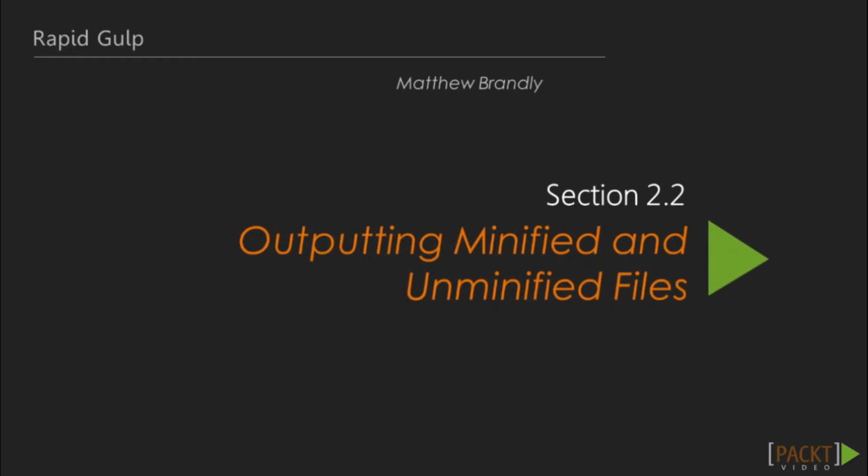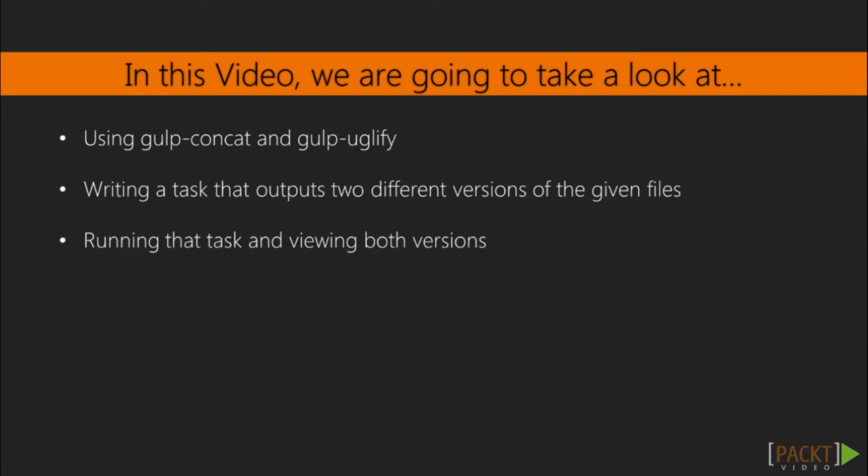Now that we know how to optimize our files, let's look at how we can output both minified and unminified versions of our files in a single task. We'll need to get a couple plugins, we'll see how to write a task that creates two separate files, and we'll run that task once we have it.